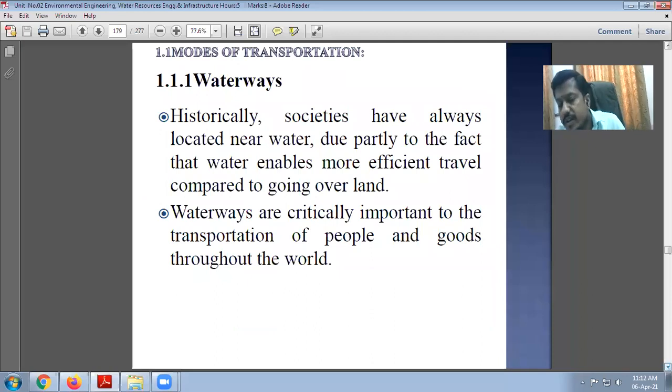Historically, all societies have always been located near water, partly because water enables more efficient travel compared to going over land. Previously, a few hundred years back, we did not have proper roads, maybe in the 16th, 17th or 18th century. We did not have that much road or rail connectivity, and air connectivity was far away from us at that point. So water was the one source that we had.